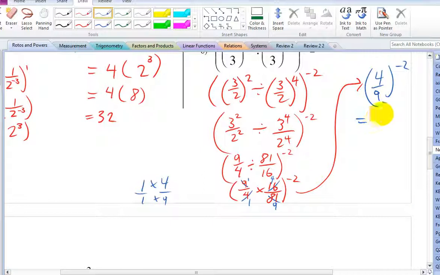Okay, so this equals 9 over 4 to the positive 2, 9 squared over 4 squared, which equals 81 over 16. Pretty cool. Nice and easy, right? Simplify using all your skills. Okay, that's what makes this unit very hard.